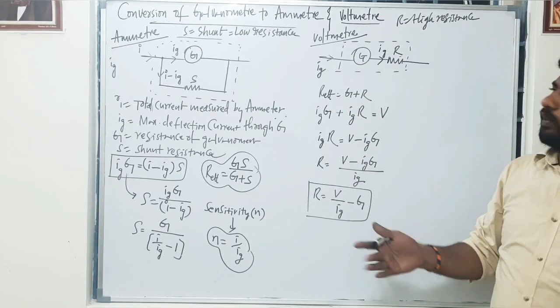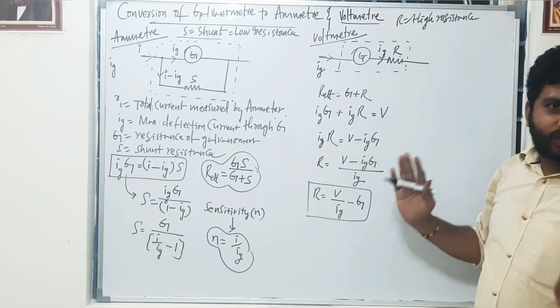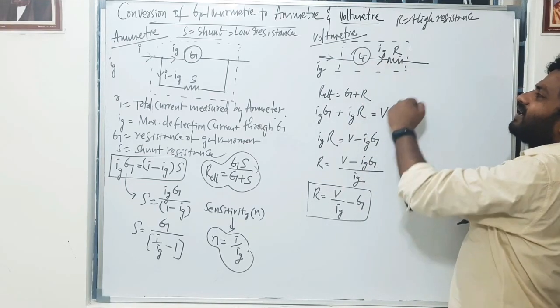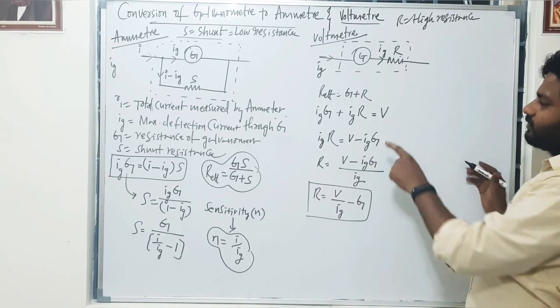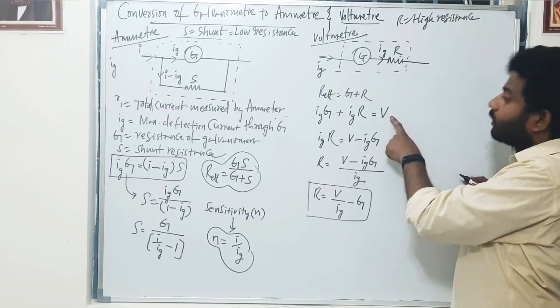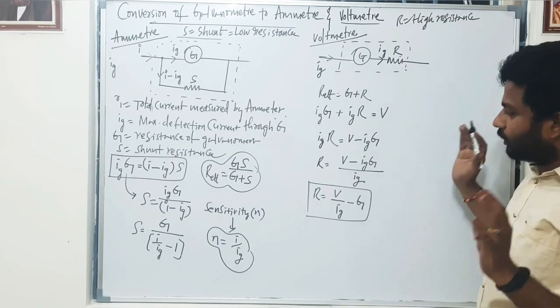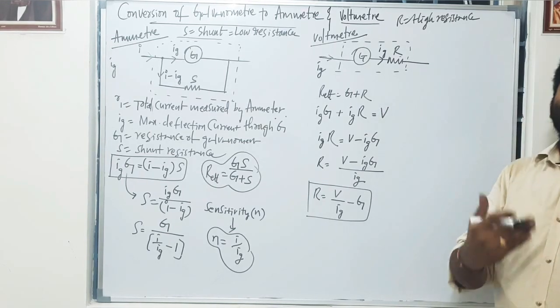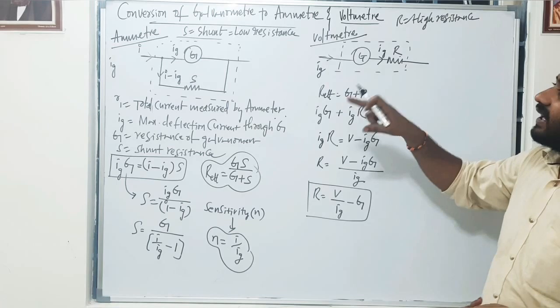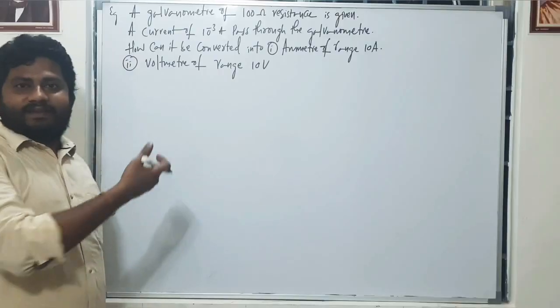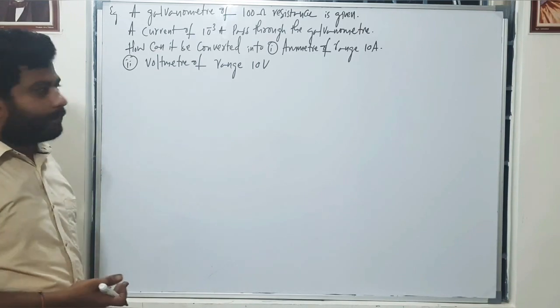So this is how you can solve the numericals also, by using these simple formulas. There are not many formulas needed here. It's so simple. The potential difference across this plus the potential difference across this is equal to the total potential difference of the circuit. That is what the voltmeter does here. Okay, so this is the simple concept. Now let's solve the numericals also based on this conversion of galvanometer into ammeter and voltmeter. Let's solve the first question.